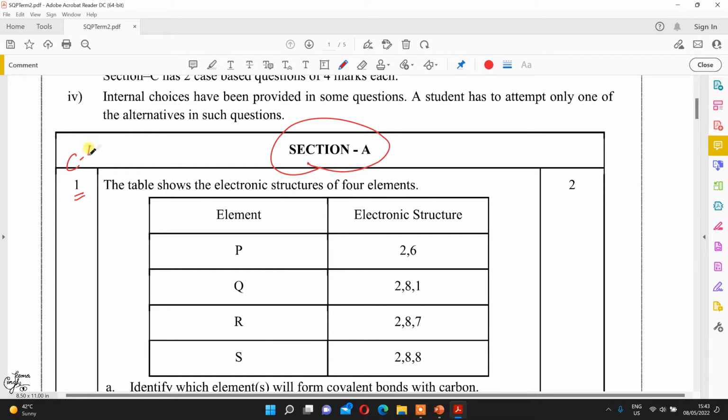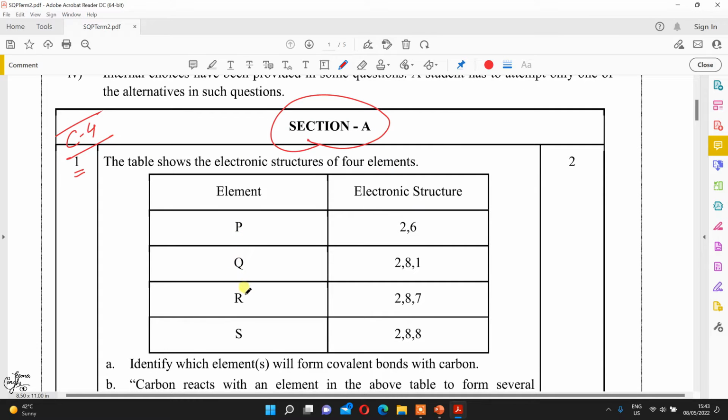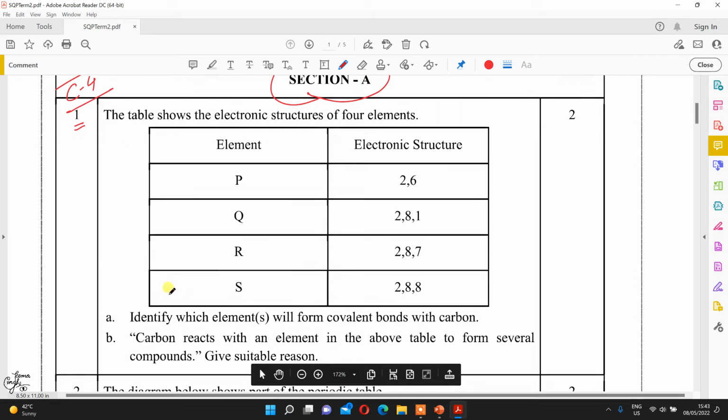The first question belongs to the chapter carbon and its compounds. I'm going to write down C4 here, symbolizing chapter 4, carbon and its compounds. The question says, the table shows the electronic structures of 4 elements. The elements are P, Q, R, S. The names are not given. And these are the electronic configurations: 2,6; 2,8,1; 2,8,7; and 2,8,8. The question says, identify which element or elements, it could be one element or more than one, will form covalent bonds with carbon. Now you know carbon is a non-metal.